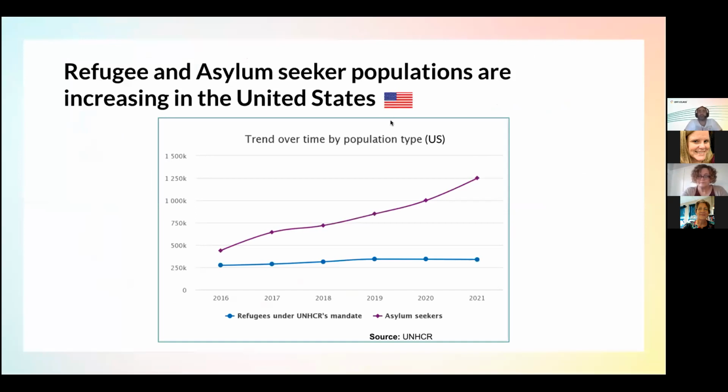First off, refugee and asylum seeker populations are increasing in the United States, especially you'll see the jump between 2020 and 2021. For a lot of us who are working in districts, this is not news to us. We do have fluctuating enrollments coming into our programs. So the numbers of recent arrivals are going up, specifically refugees and asylum seekers coming into the US.